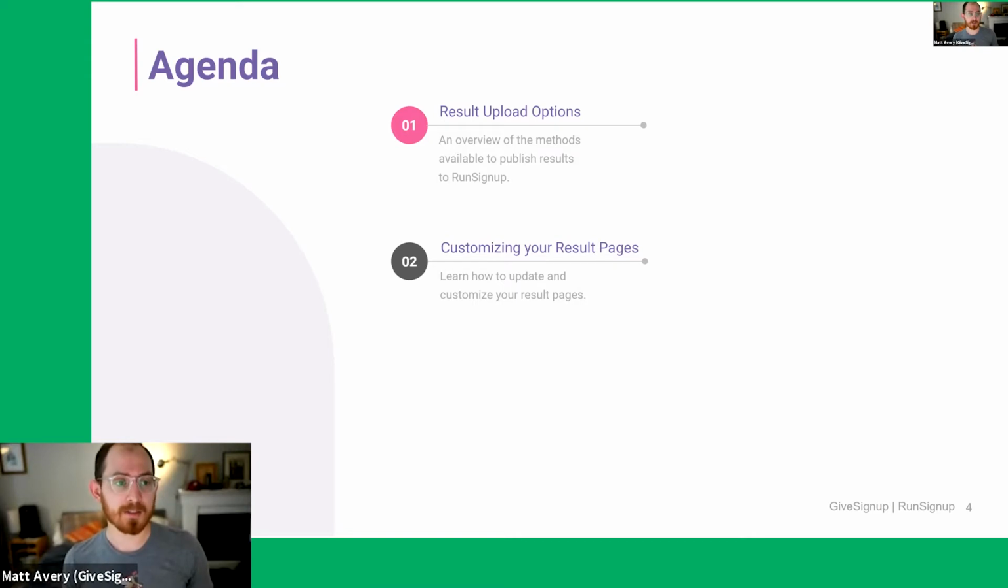So we're not going to be going into detail on uploading results from a specific platform like RaceDay Scoring or another scoring software. What we're going to be going into is how RunSignup takes in result data from many different sources and how you can change the way that looks a little bit on the front end. So let's go ahead and get started.